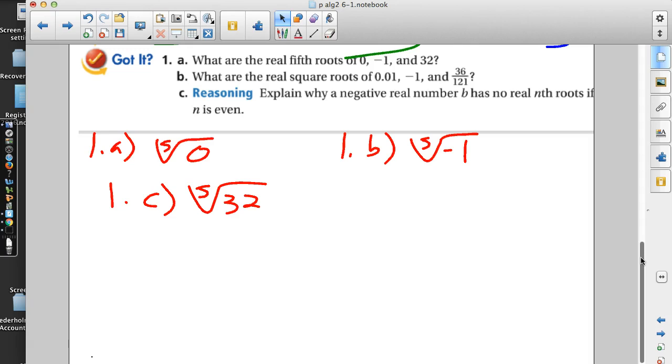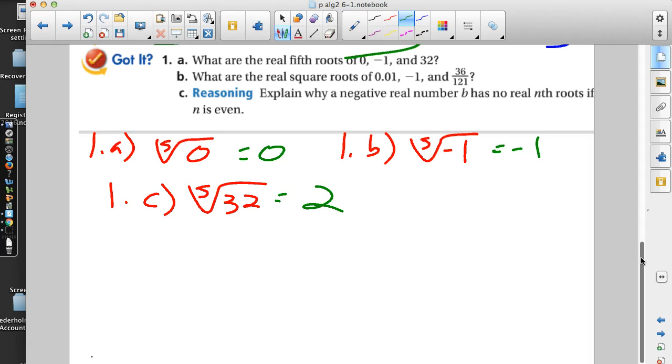Can it be both positive and negative on this one? 5 slots. No, because if we had a negative, it would come out to be a negative. So we've got 0, -1, and 2. So whenever you have the even roots, you have to think, well, that's the ones with the plus or minus. But whenever we have the odd roots, one answer. That's all we get.